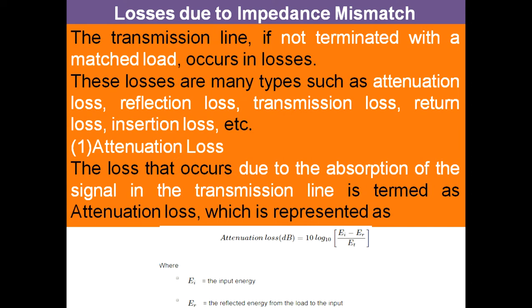Whatever amount of impedance mismatch we have, that much amount of reflection will get back to the source from the load instead of transmitting from source to load. So there are different types of losses: attenuation, reflection, transmission loss, return loss, and insertion loss. What is attenuation loss? It is due to the absorption of the signal in the transmission line, and it is given by this formula, measured in decibels: 10 log 10 of (EI minus ER) divided by EP, where EI is the incident field strength, ER is the reflected field strength and EP is the total electric field strength.